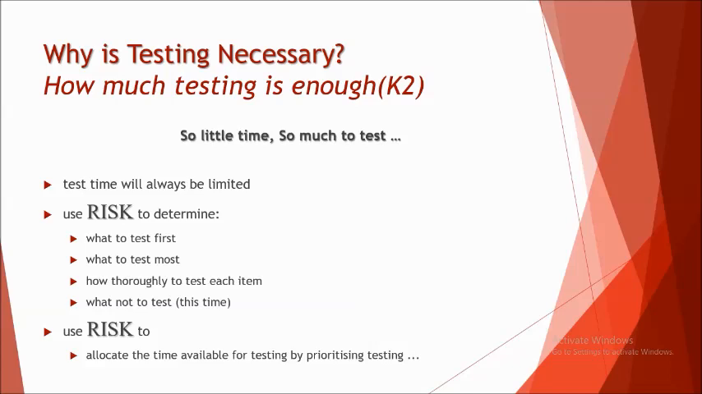We always get the last thing to be done as a part of the development activity, and we are always given a little time to do a lot of work. So test time will always be limited. You cannot make changes to the organization depending on your practices or standards. You have to stick to the organization standards or follow the organization guidelines. Using risk will obviously help you determine what to test first, what to test most, how thoroughly to test each item, and what not to test at this point of time.